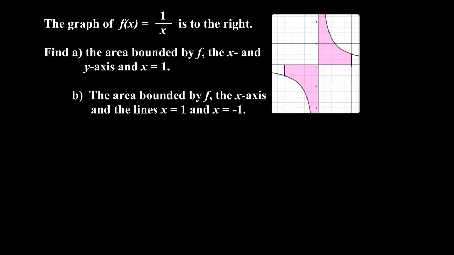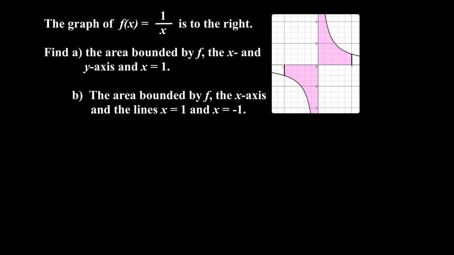So let's take a look at this graph of f of x equals 1 over x. First thing we want to do is let's find the area bounded by f, the x and y axis, and x equals 1. So we're just going to take a look at finding the area of this part of the graph right here, first of all. All right, so let's do what we have done in the past.